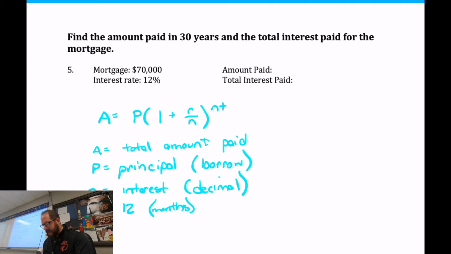So N is 12, and then T is time, and that has to be in years. So this is years or time. Okay. So there you go. The N will always be a 12 for you guys, since that's how it works for student loans. That's how it works for credit cards. That's how it works for medical loans, if you have to take out a loan for medical purposes.